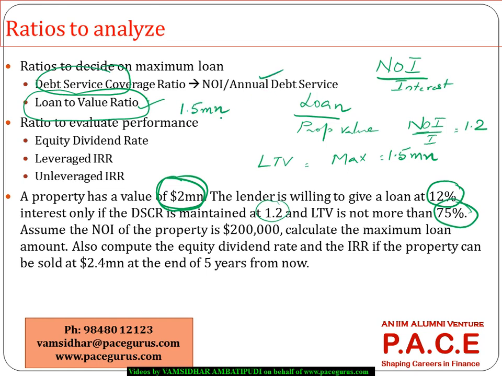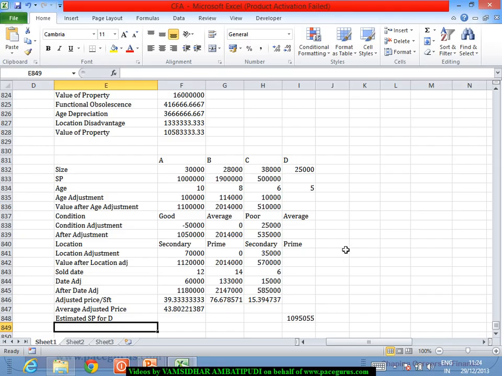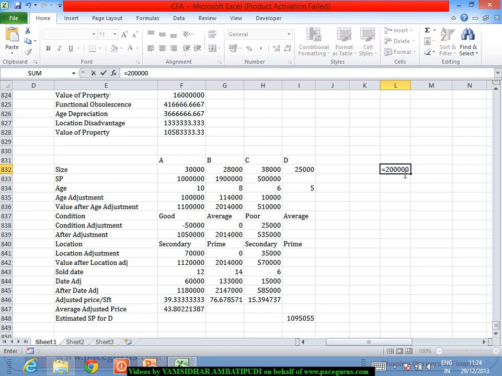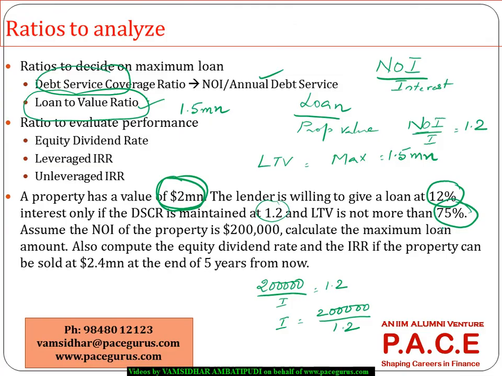But I want to check it with the DSCR as well. Assume the NOI of the property is 200,000. NOI by I should be 1.2 because the DSCR is expected to be 1.2. So I can find the interest as 200,000 divided by 1.2. So the yearly interest is expected to be 166,667.